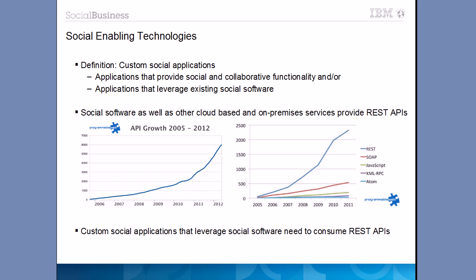So building custom social applications often means that you need to be able to integrate other systems. And what you can see here on the graphics on the slides is, first of all, the growth of web APIs in general, and then also the growth of REST APIs. So if you want to build your own custom social applications, you really need to be able to consume REST APIs to integrate existing social software.